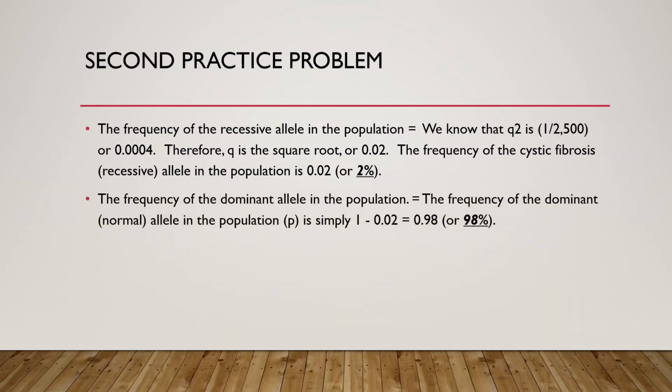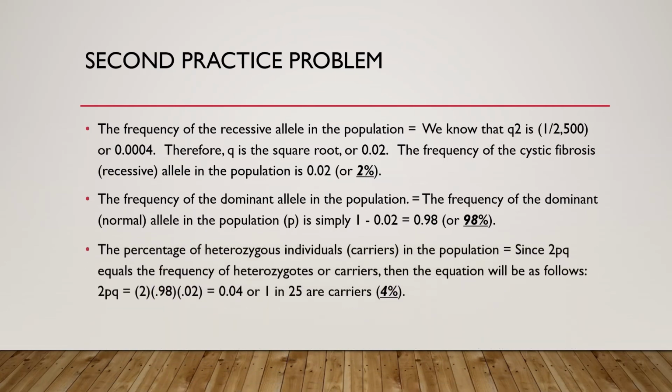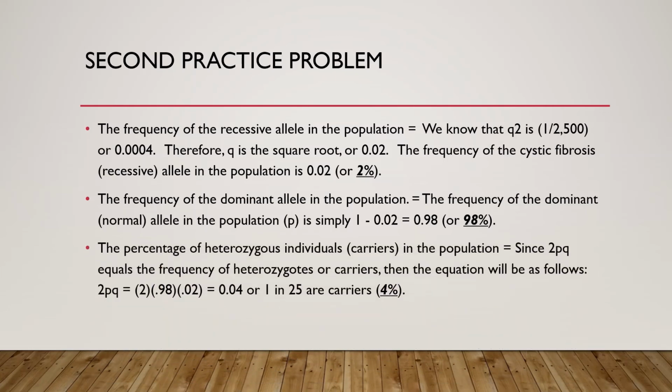As soon as you get Q, you can immediately find P, because P plus Q equals 1. So 1 minus 0.02 is 0.98, or 98% is the frequency of the dominant allele. And then you now know P and Q, so you can just plug that in for 2PQ to find the heterozygous individuals. So 2 times 0.98 times 0.02 equals 0.04, or 4% of individuals are heterozygous.